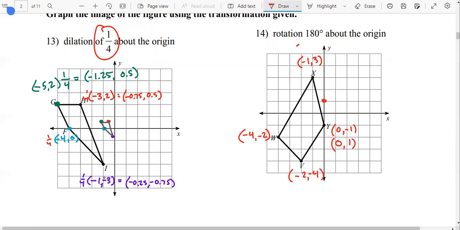Zero, 1. This point would become 1, -3. So this is x prime. This is y prime. V would become 2, 4. V prime. And this would become 4, 2. W prime. And it looks something like this. Same shape, it's been rotated 180 degrees.